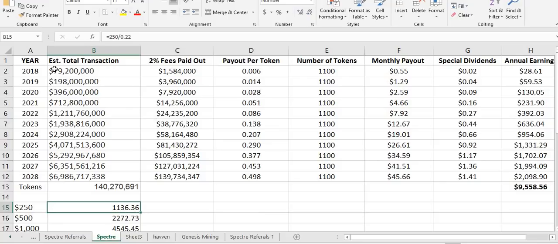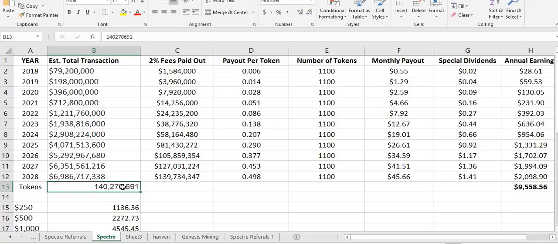And basically what we're looking at is these are total transactions. 2% of the fees are paid out to token holders. This is the total value per token based on the total value of tokens available. And I have used the total amount, not the circulating amount.